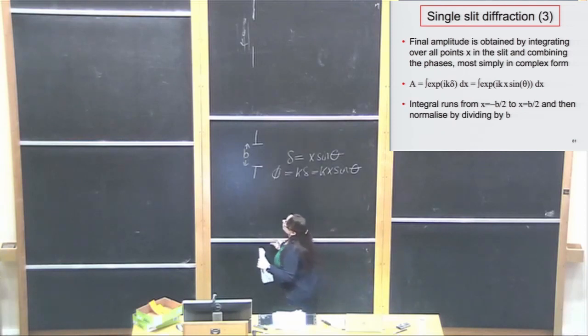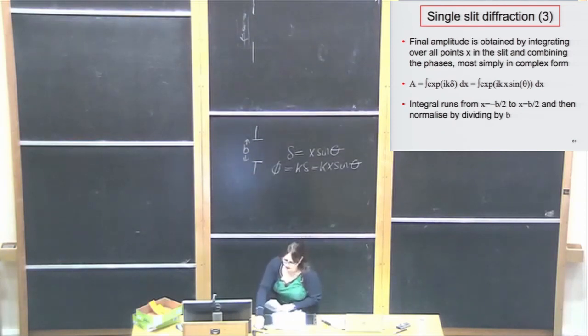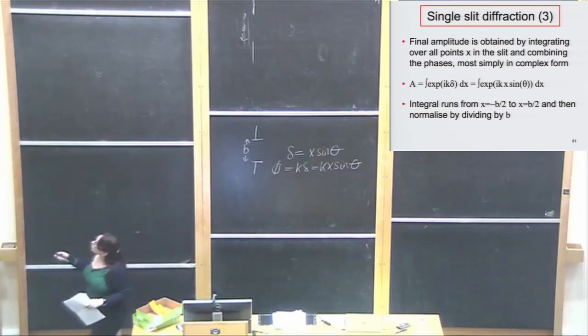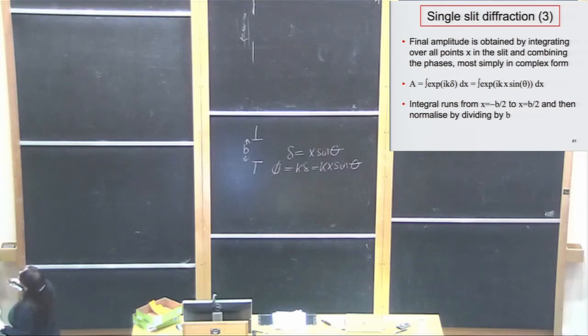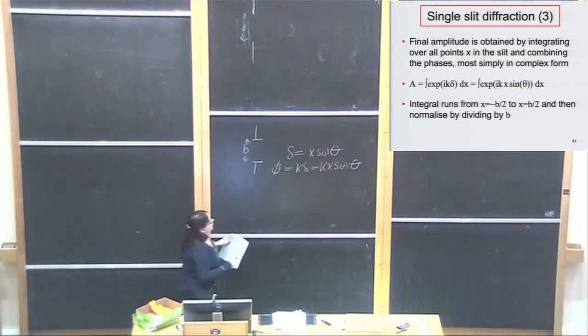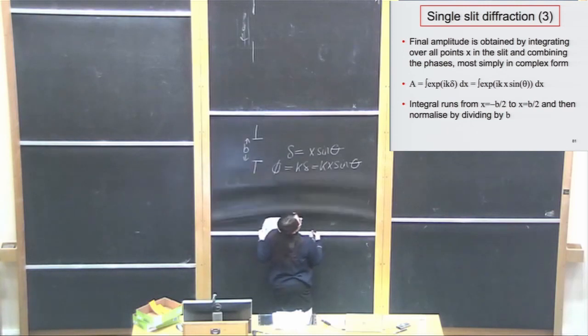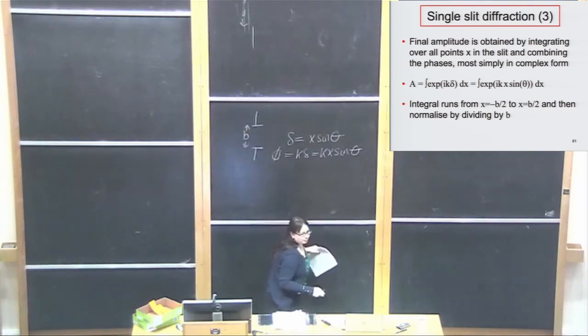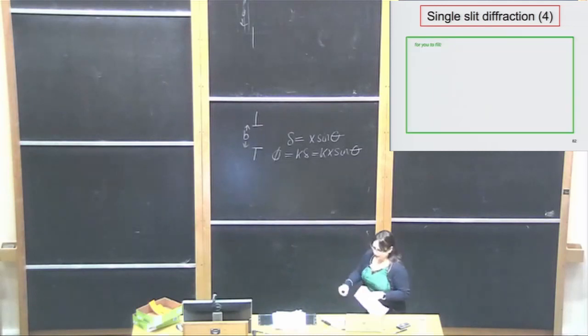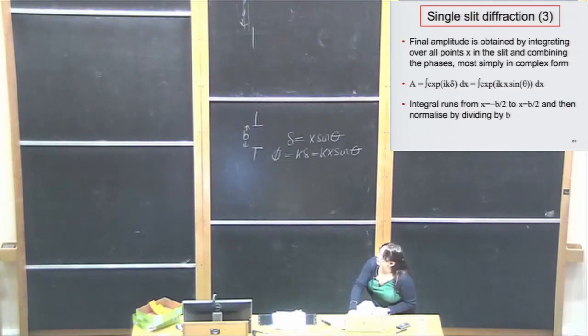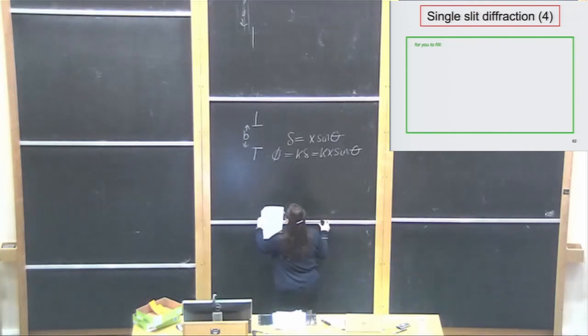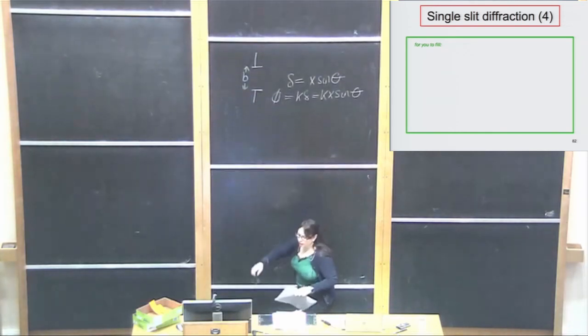So we're going to have something that looks like this. We're going to assign an e to the i k delta to every one of our infinitesimal point sources, and sum them up across the whole width of the slit. So the limits of this integral run from minus b over 2 to b over 2, given my coordinate system of having x equals 0 in the middle. That was just a summary of where we're going, but now let's actually do this calculation properly.